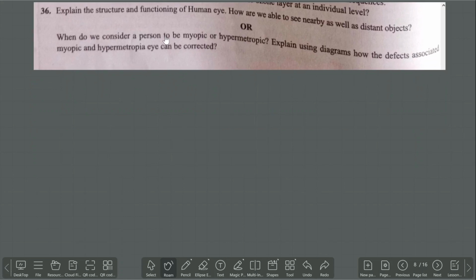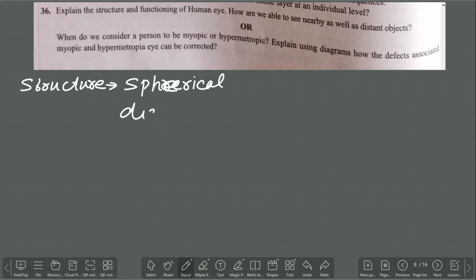So the next question: explain the structure and the function of the human eye, how we are able to see the nearby as well as the distant object. So first let us write the structure of a human eye. What is the shape of a human eye? The shape of the human eye is roughly spherical in shape. And regarding the diameter, what is the diameter of the human eye? The diameter of the human eye is 25 millimeter, or we can write it as 2.5 centimeter. So this is about the structure.